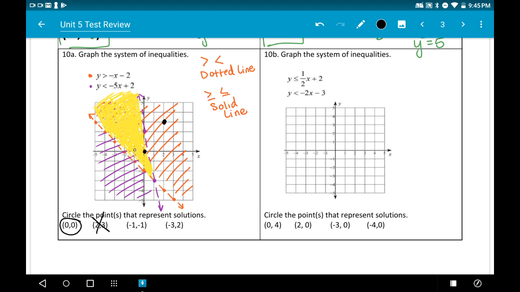-1, -1. Okay, with -1, -1, it is on a dotted line. And remember, dotted line means it's not a solution. So -1, -1, not a solution. If that was a solid line, it would be a solution. And -3, 2. That is clearly in the yellow area, so it is a solution.